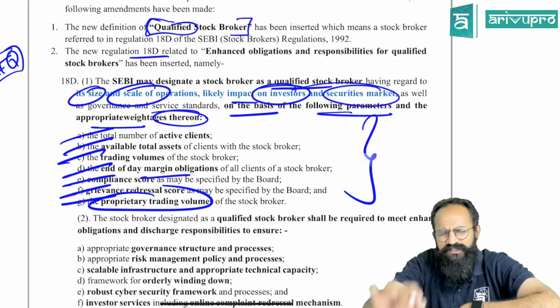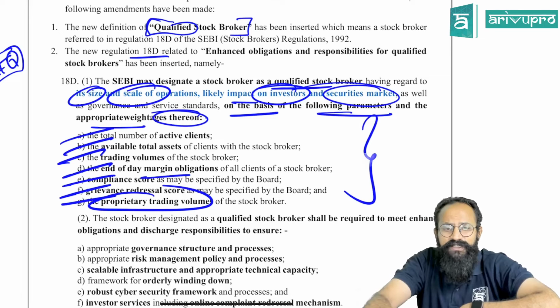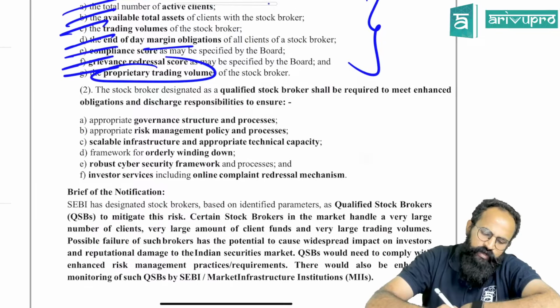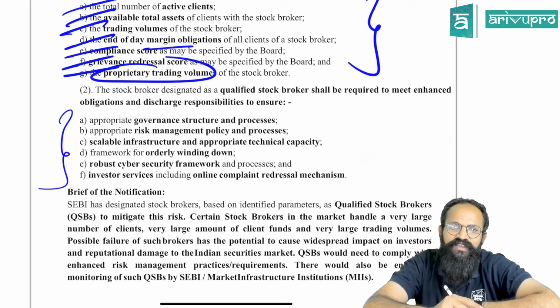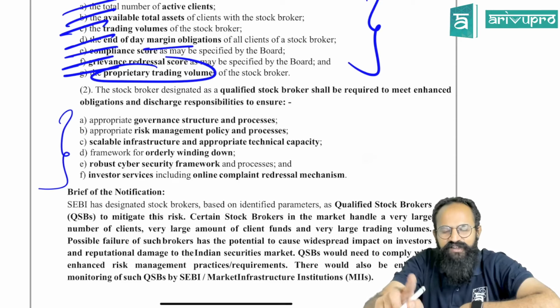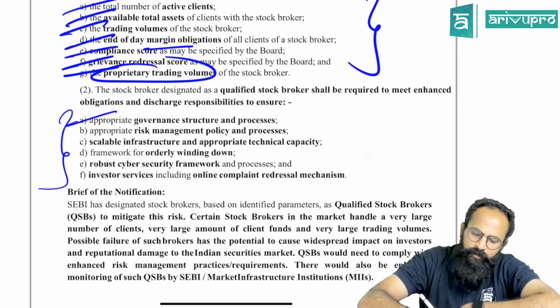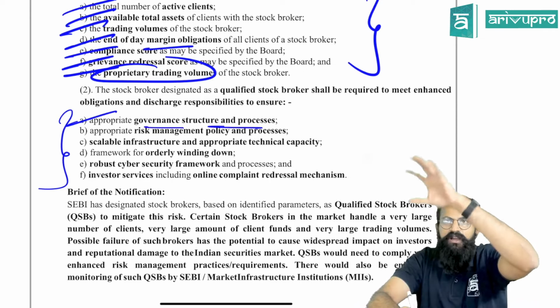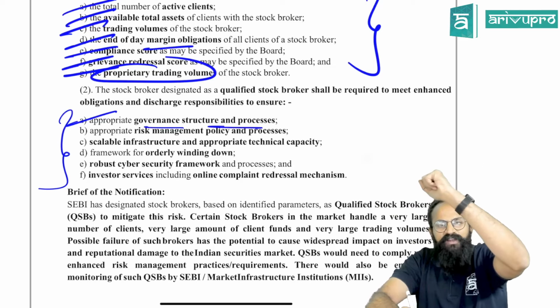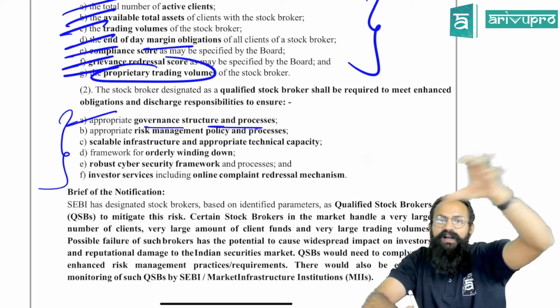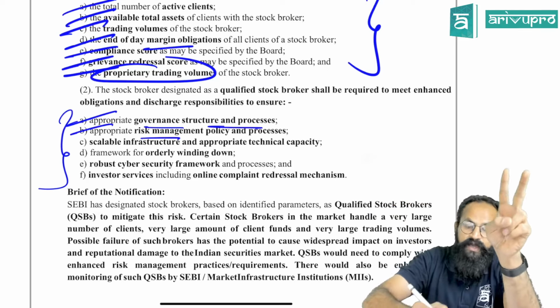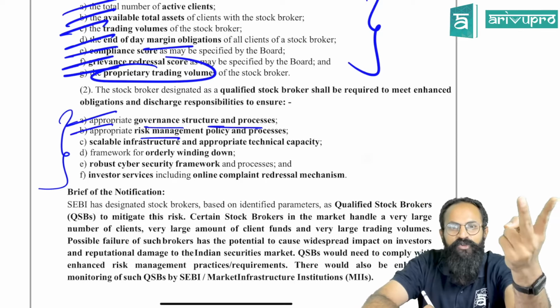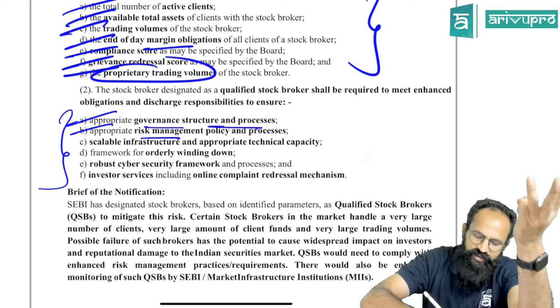Sir, now once a person is a qualified stockbroker, what is the practical implication of it? So what? If you are considered a qualified stockbroker, you need to make sure all these responsibilities are taken care of. What is that? Appropriate governance structure and processes, meaning who is on the board, who is taking care of what. So appropriate governance structure and processes have to be set. Appropriate risk management policy and processes, to try to reduce frauds and all. What are you doing to take care of that?